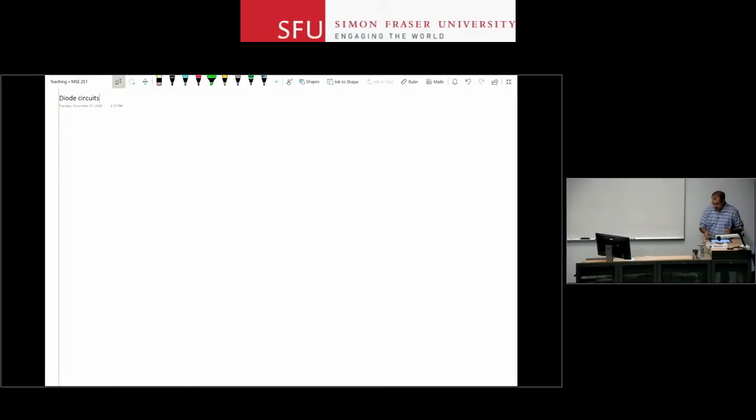Okay, so in the last 2-3 recordings we learned about diodes, and especially semiconductor p-n junctions that we can use, or we want to use, as diodes. So as a quick reminder, ID for a semiconductor diode is given by this expression.